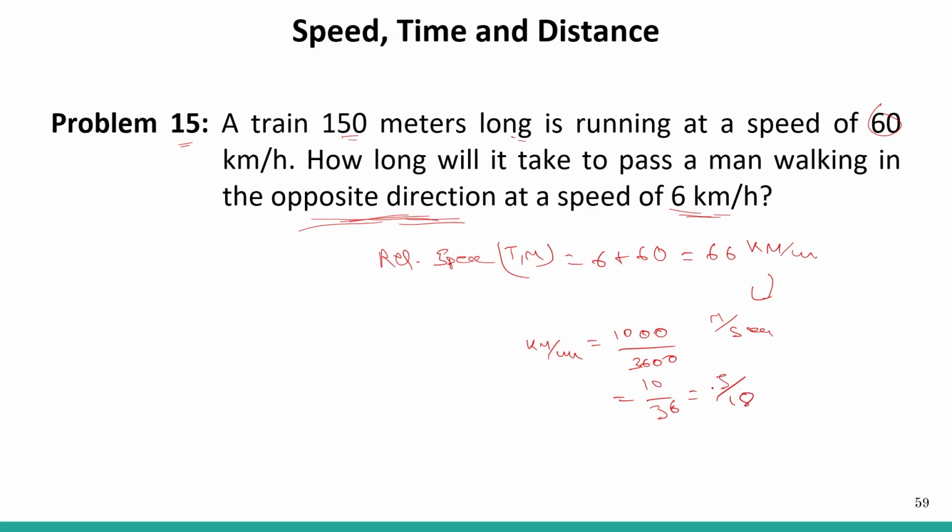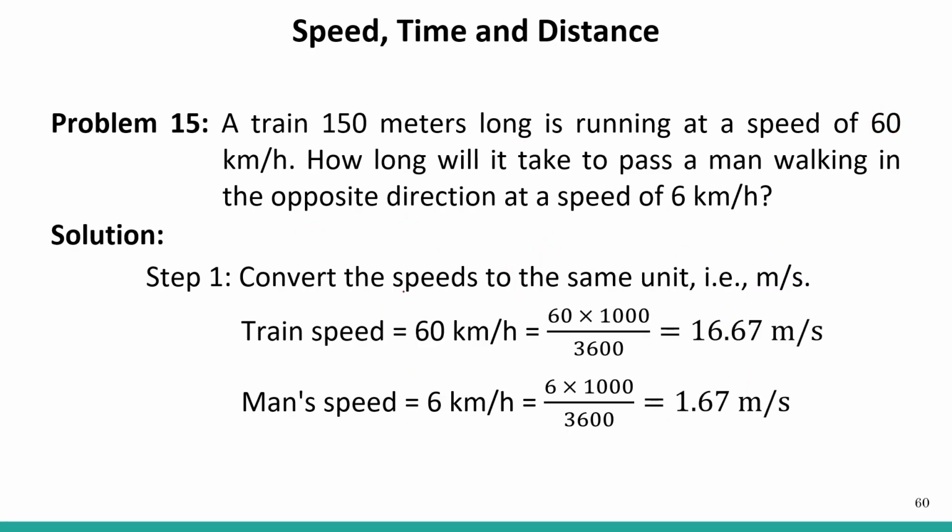Okay, we can multiply this with this number. So it will be what? 66 into 5 by 18. So it will be 33 and it will be 9. So 33 into 5 is equal to what? 165 by 9. Okay. So this is the relative speed of the train and man in meter per second. Okay. So convert the speed to the same unit, that is 16.67 and 1.67 for the train and man speed respectively.